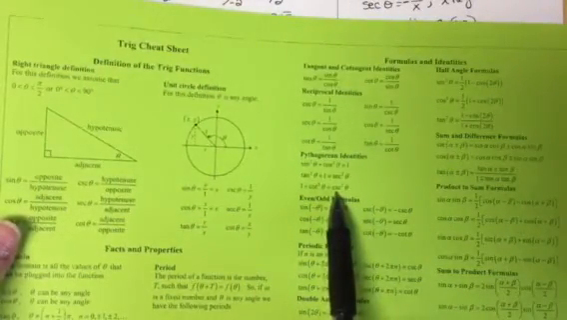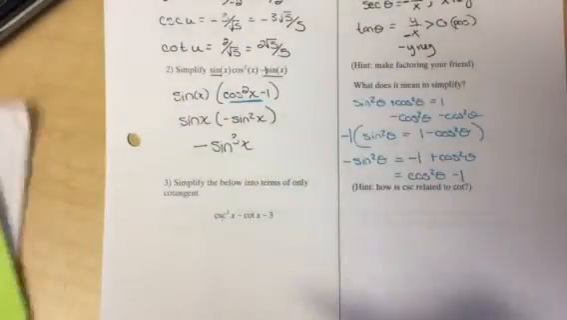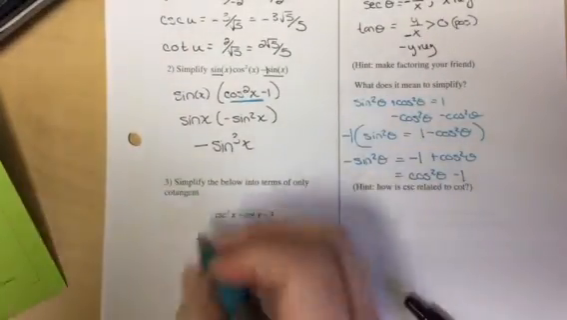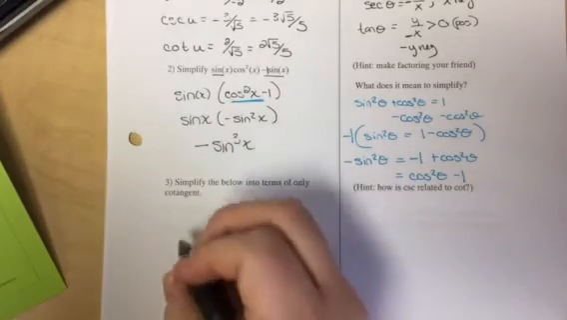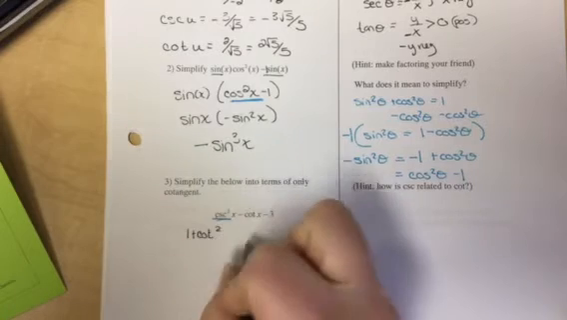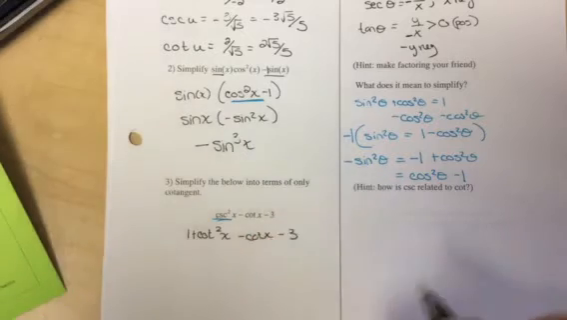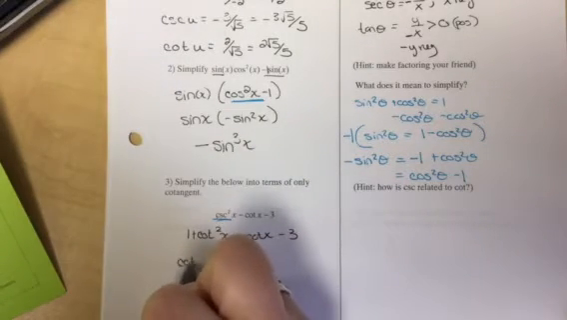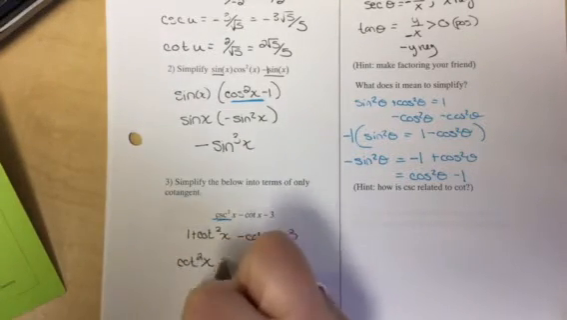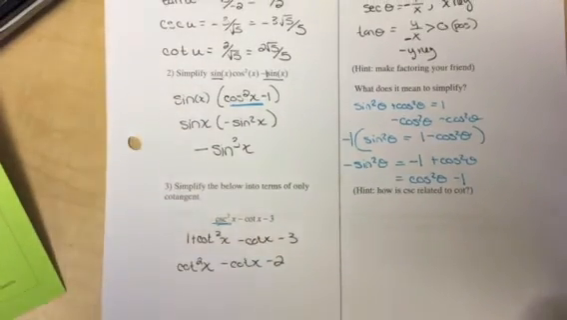And in fact, it says right here that cosecant squared is the same thing as 1 plus cotangent squared. So I'm going to replace this piece right here with 1 plus cotangent squared x, and then I'm going to copy down the rest of this, minus cotangent x minus 3. I'm going to combine like terms: cotangent squared x minus cotangent x minus 2, and then we could even factor it.